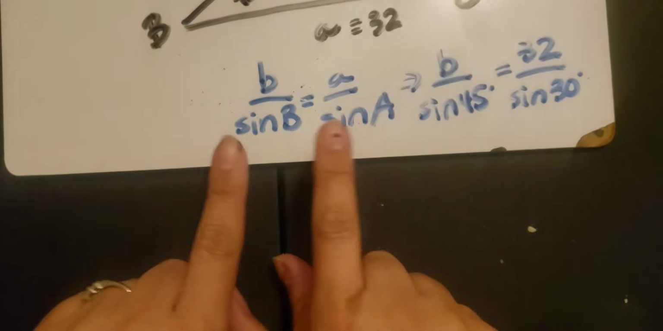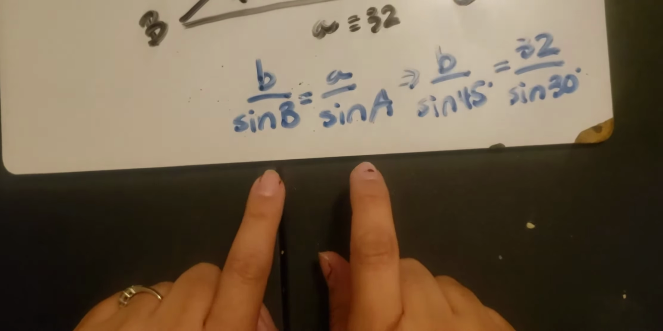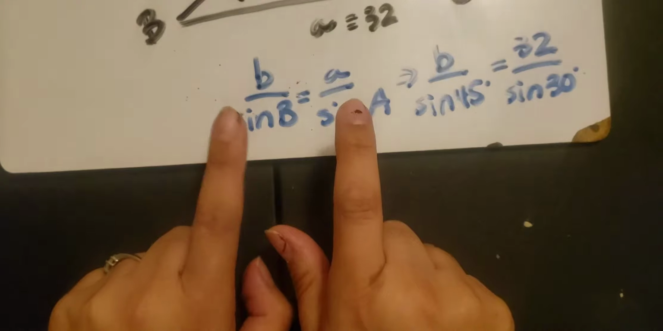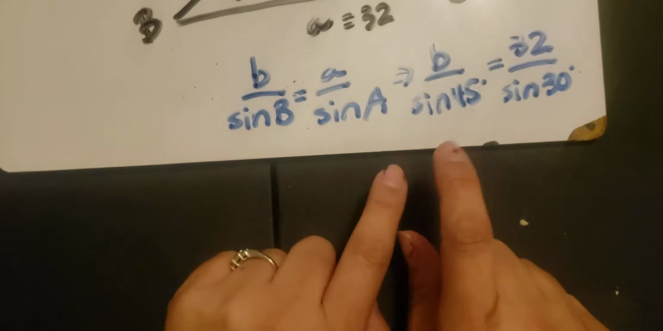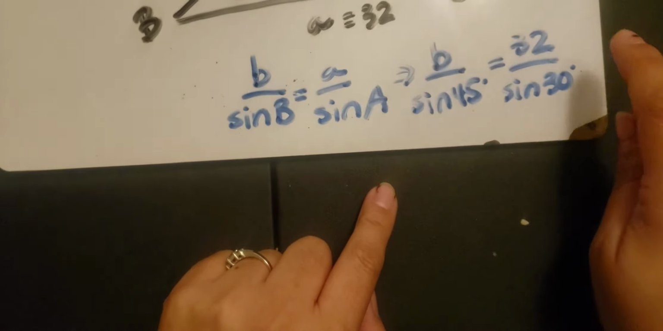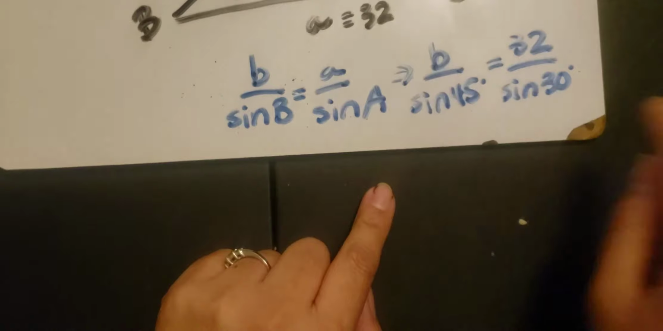This was the formula that I'm using. Lowercase b over sine of uppercase B equals lowercase a over sine of uppercase A. Again, lowercase a's and b's, those are sides. Uppercase A's and B's, those are angles. So b over sine of 45, 32 over sine of 30. Notice the only unknown is my b, okay? So now I'm going to rewrite it for you. Okay, so now it's going to look like this.